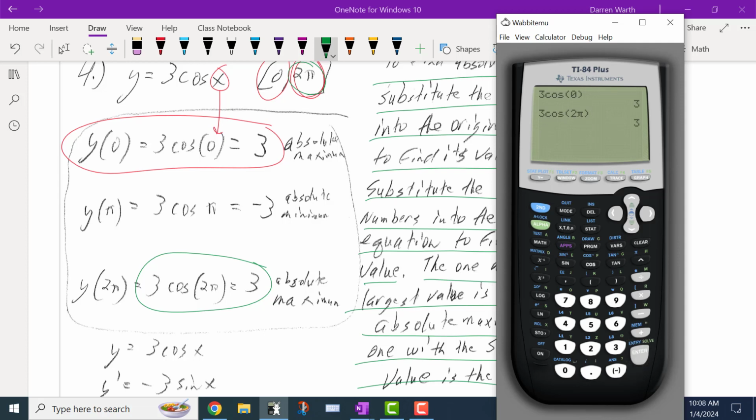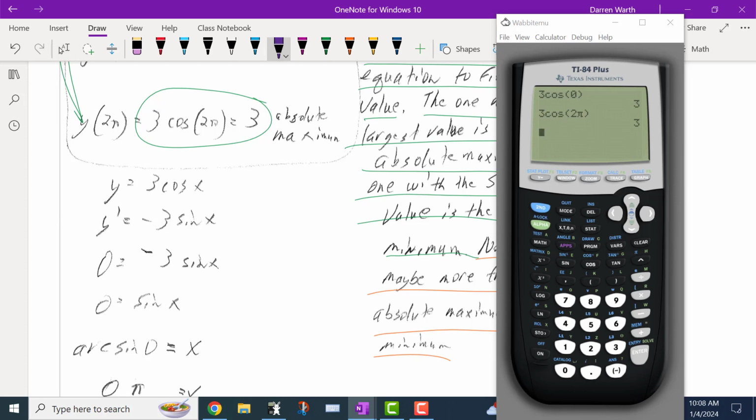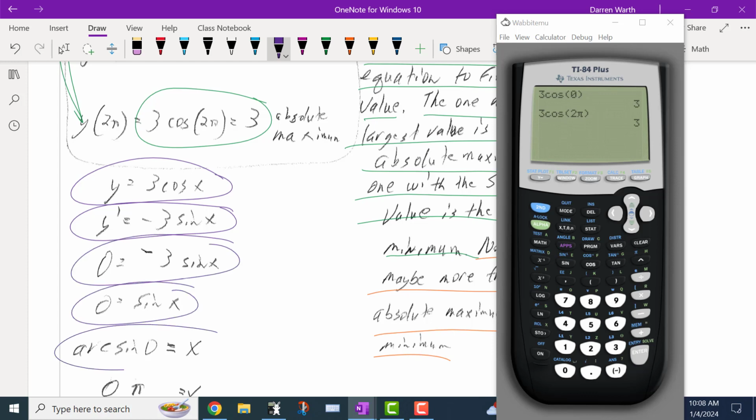So notice I've tested those. The reason why I left a space between those two is because I want to make sure that my critical number that I'm testing is between those 2 points. To find that critical number, I'm going to find the first derivative. The derivative of 3 cosine of x: the derivative of cosine of x is negative sine of x, so my first derivative is negative 3 sine of x. I set 0 equal to negative 3 sine of x and solve it. I divide by negative 3 and get 0 equals sine of x. Then take the arc sine of both sides.